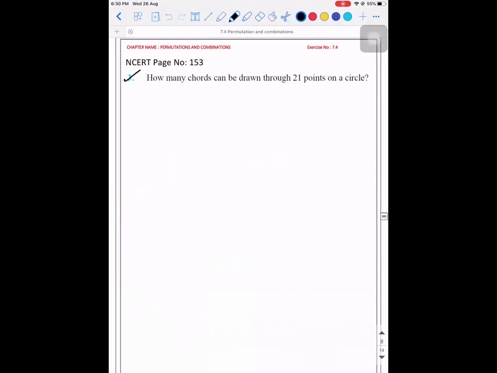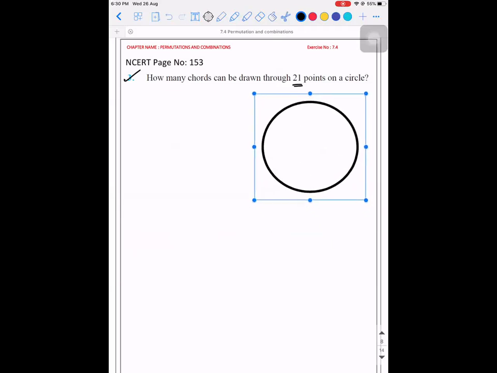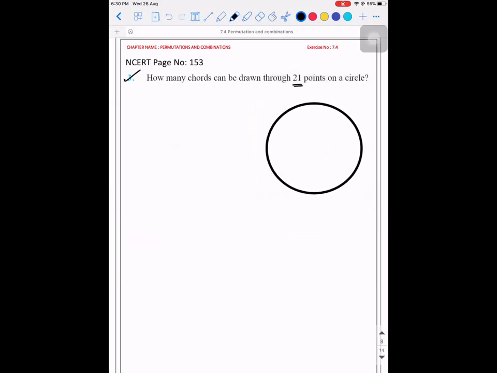Rohan, yes, sir. How many chords can be drawn through 21 points on a circle? So you have a circle, and on the circle 21 points are taken. What is the objective? To draw a chord. For us to draw a chord, the minimum number of points required is 2. So out of the 21 available, we have to choose 2. Choose 2 means what are we supposed to do, C or P? 21C2. That's the answer.